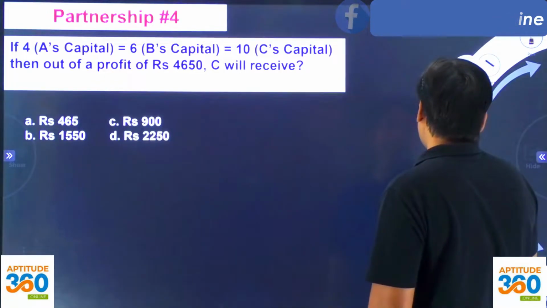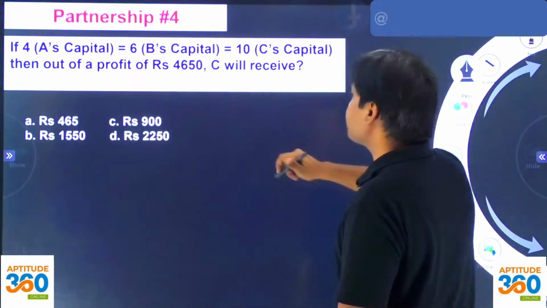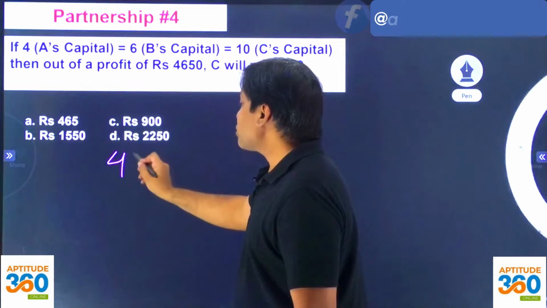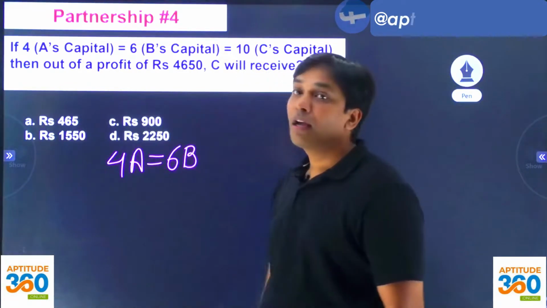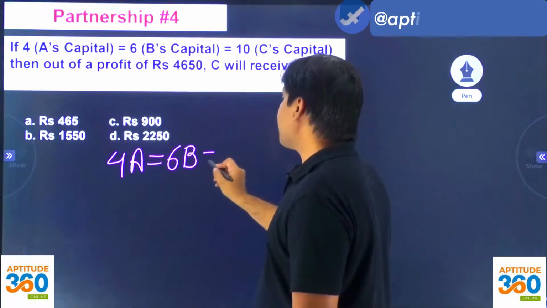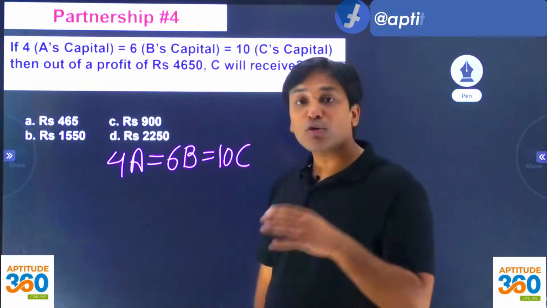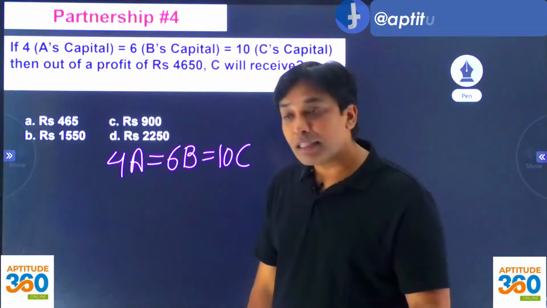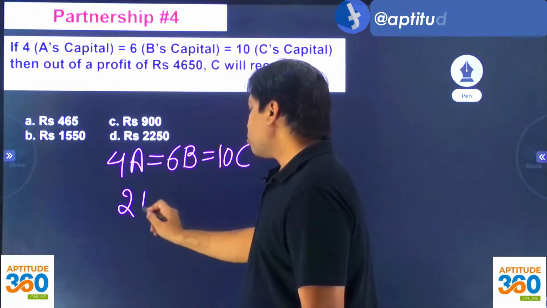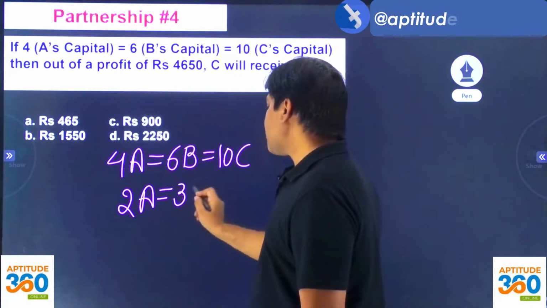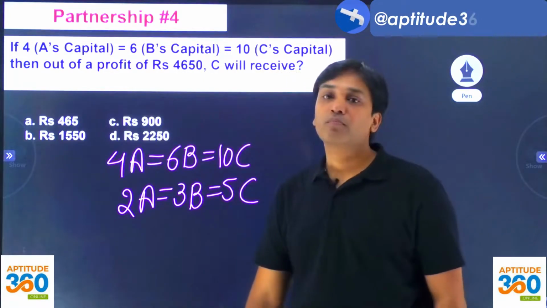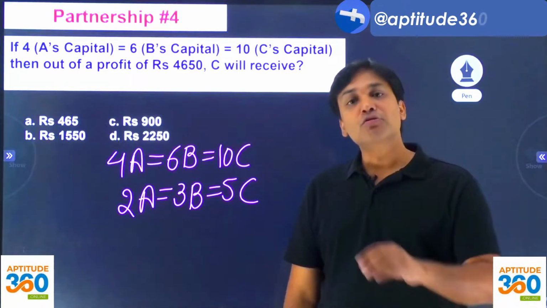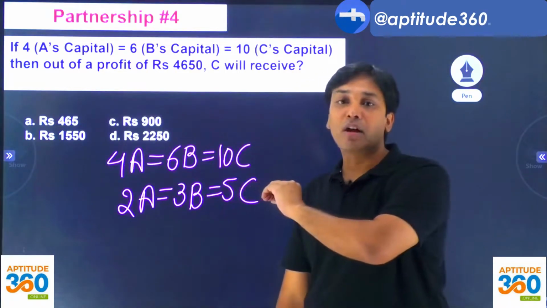Now, what will I do for this? Sorry, 4 times of A is equal to 6 times of B is equal to 10 times of C. That is what they are talking about. If I find out A is to B is to C, my work is done. Let us simplify this. 2 times of A is equal to 3 times of B is equal to 5 times of C. Watch our ratio and proportion videos. We have done this particular concept there.